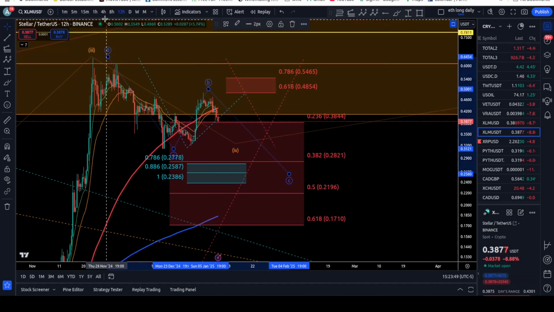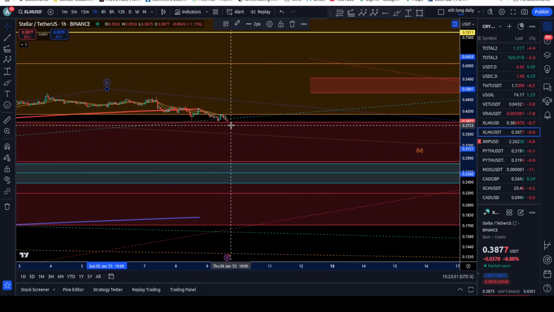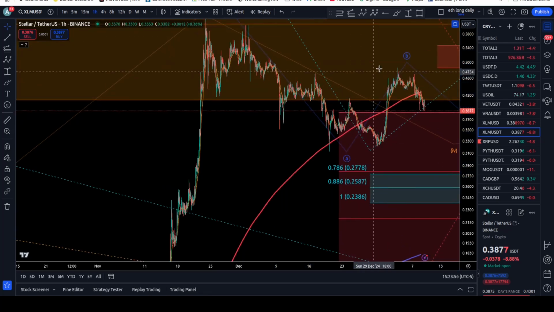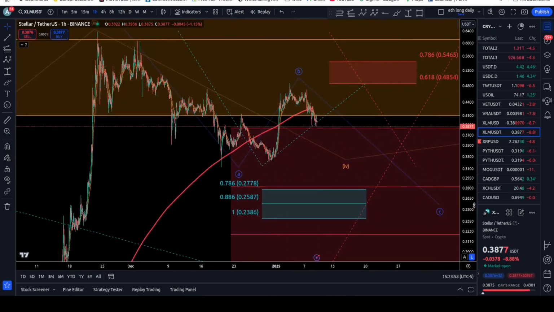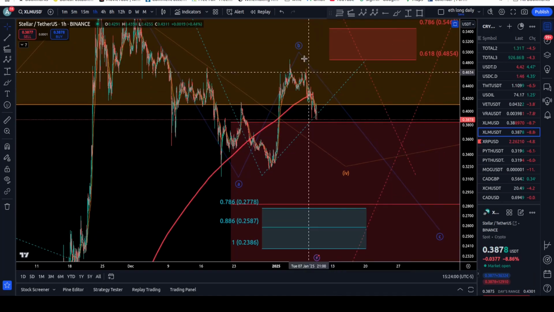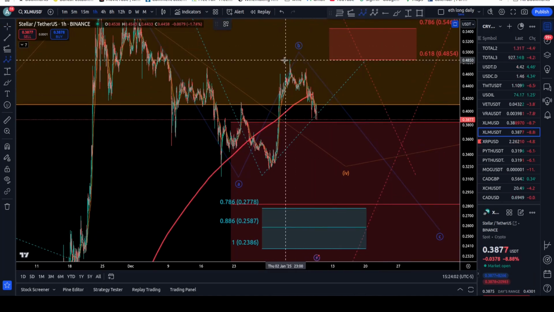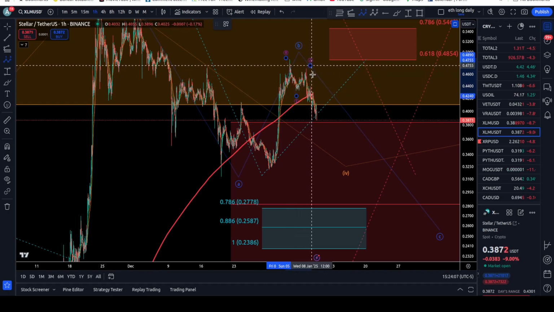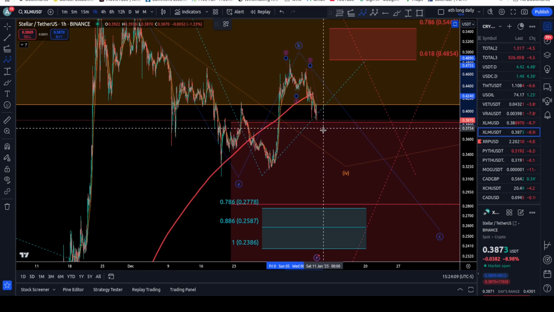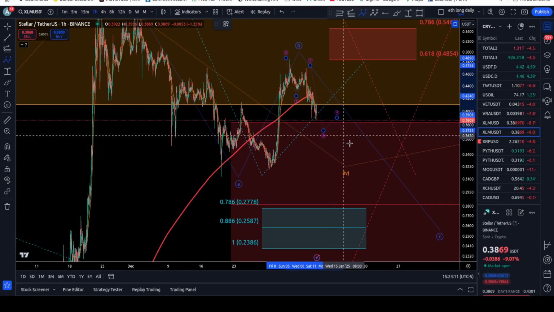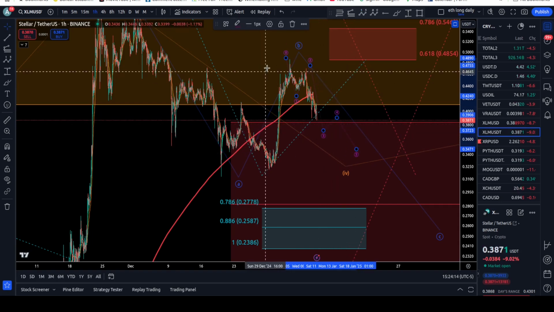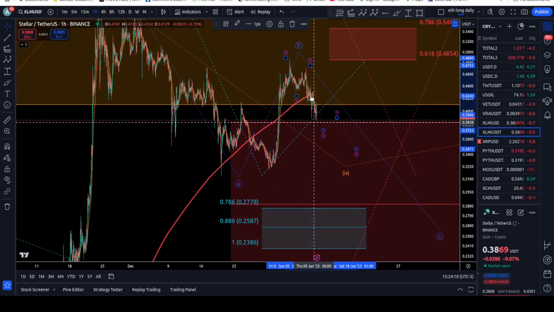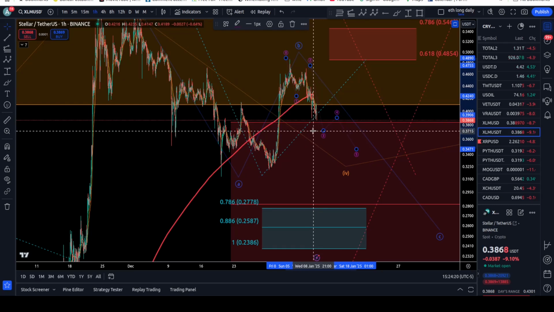And actually, let me go on the 1 hour and let me do something crazy. Let's attempt to do a count. So I believe this could be wave 1, this is wave 2, and wave 3 I believe is still ongoing, and eventually we're going to have the 4 and the 5. So the third wave could go much lower.